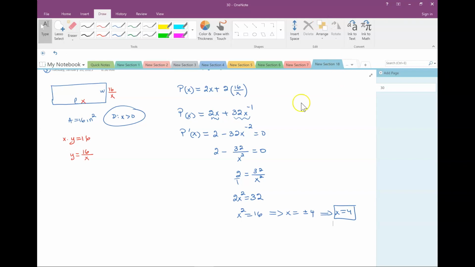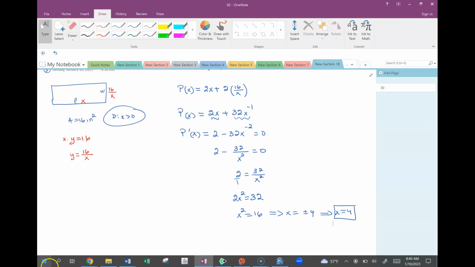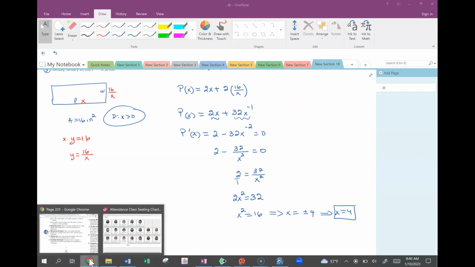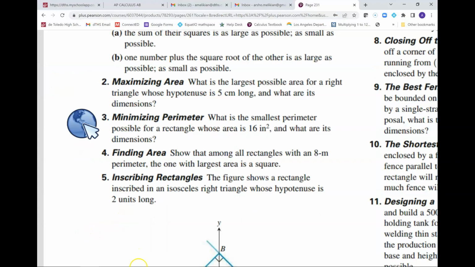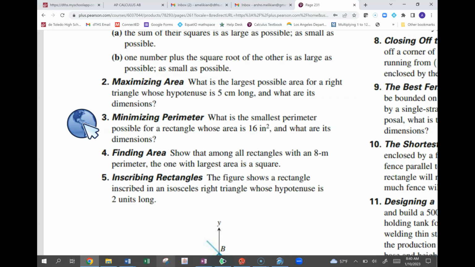Okay, and then you get to that point and you kind of forget what the problem was asking you for, right? So let's go back to the problem. Number 3. What is the smallest perimeter possible for a rectangle whose area is this, and what are its dimensions? So you want the dimensions and the perimeter.